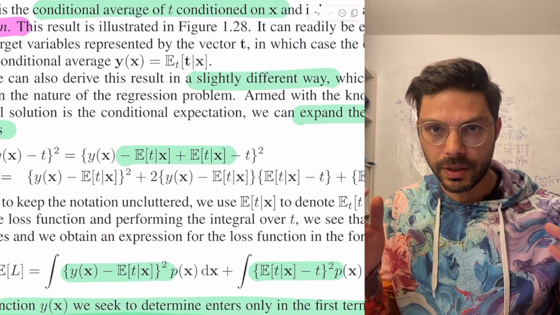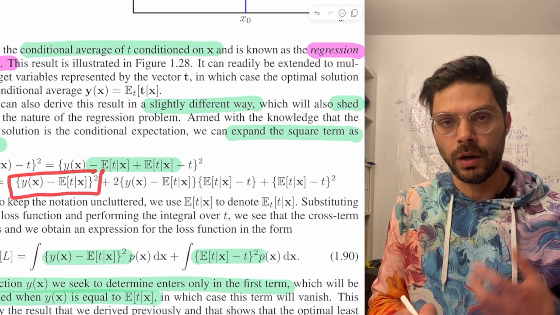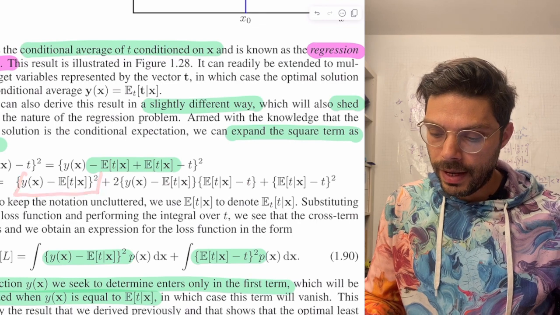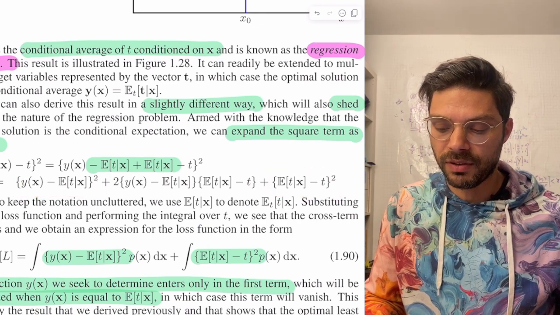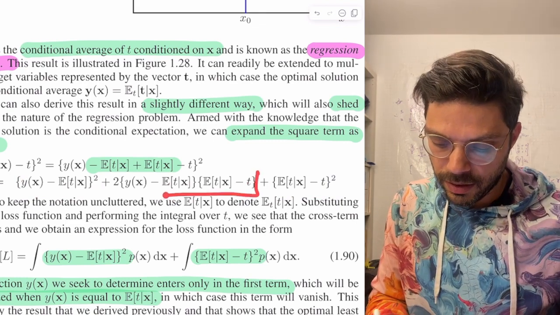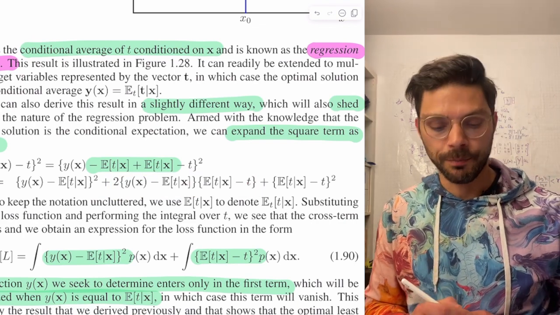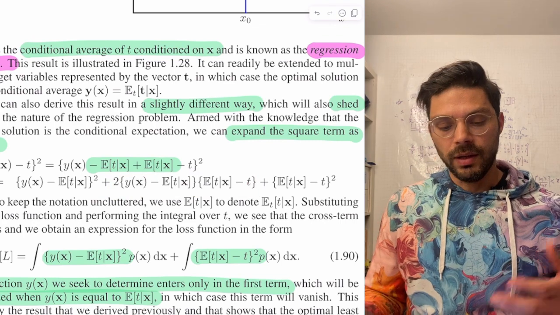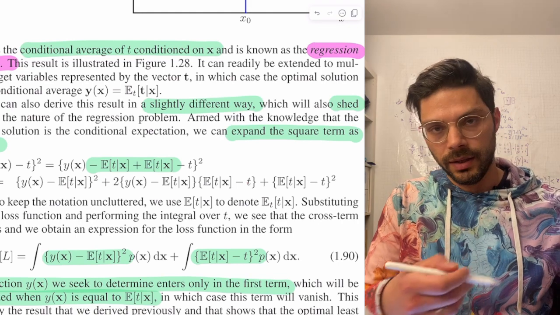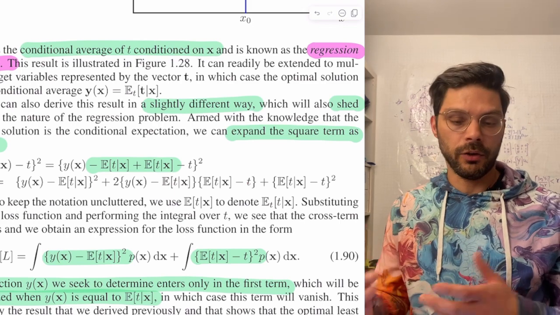And now the cool thing is we get some new terms. We get one term which is the difference between our regression function and the posterior mean, squared. And then we get another term which is the difference between the posterior mean and t, squared. That looks like a component of a variance. And now we get these cross terms. We're going to be integrating this over t and x, but we can first integrate against t, just like we did in the procedure I just showed you, and then integrate against x.